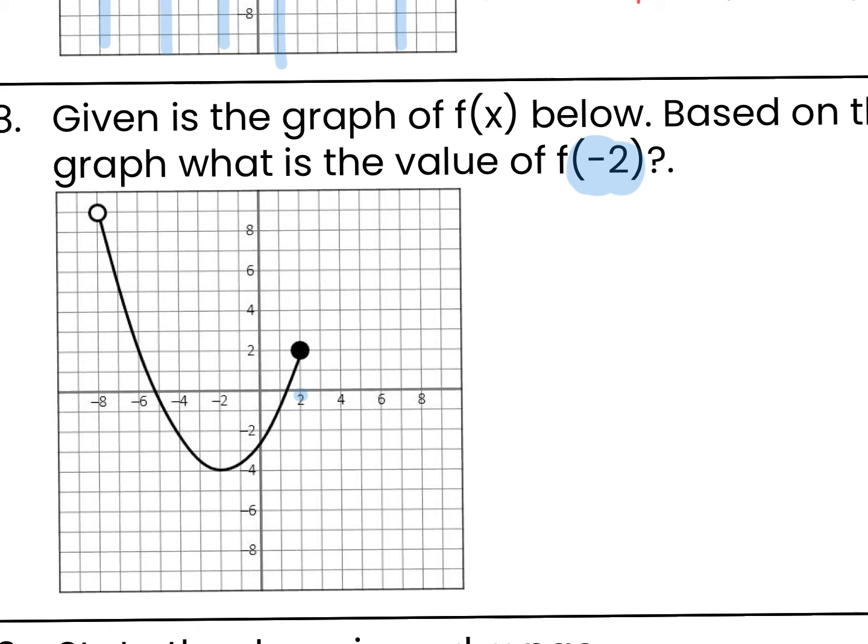So what does that mean? When I draw a line going up to that point, I move over horizontally, and f of -2 equals positive 2.